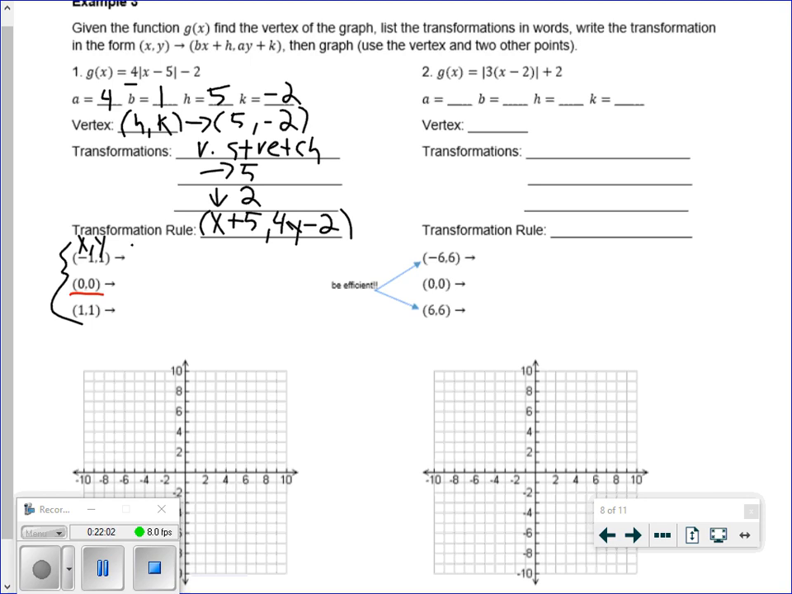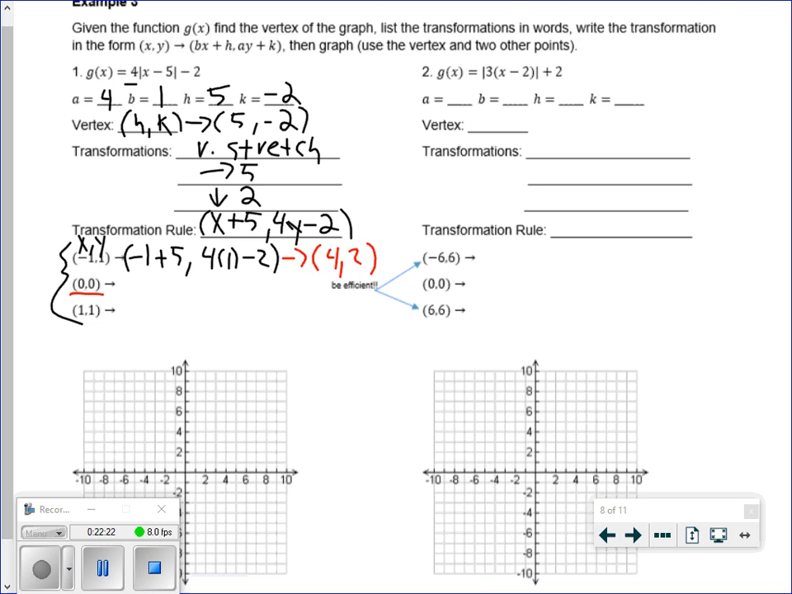We're going to plug these points into the equation. We get negative 1 plus 5, comma 4 times 1 minus 2. Just plug in negative 1, 1 into the equation. And when you solve this out, you get 4, 2. Negative 1 plus 5 is 4. 4 times 1 is 4, minus 2 is 2.